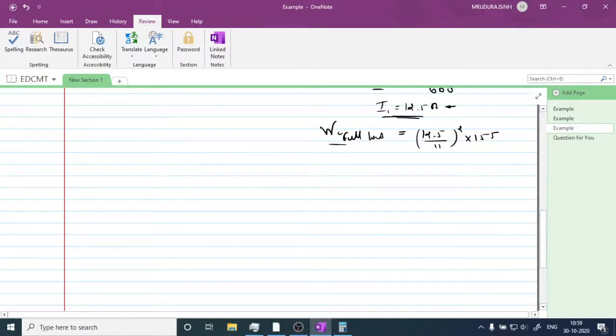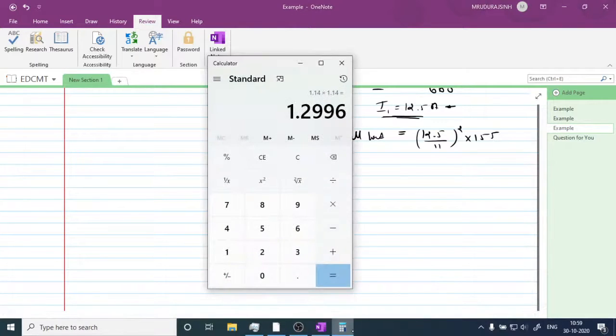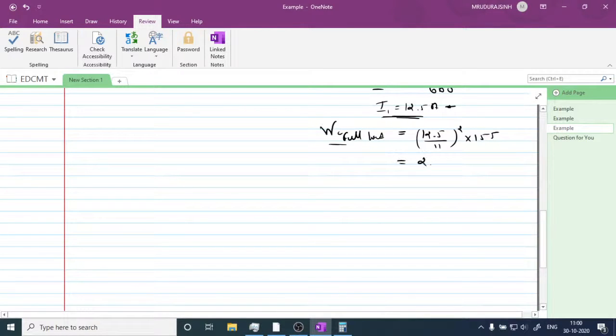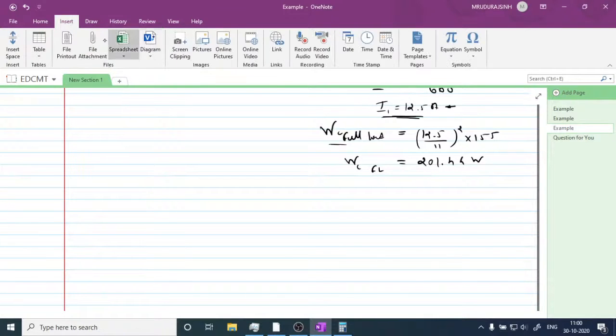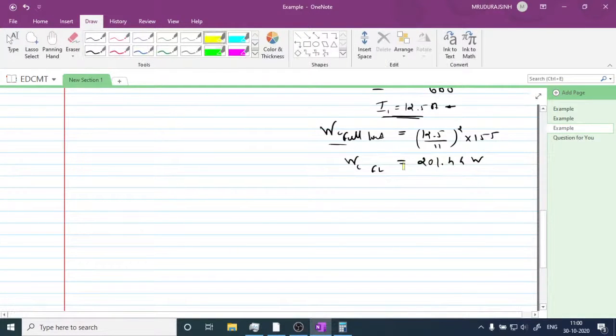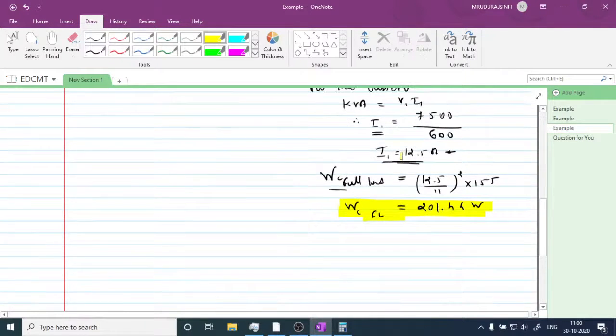So sorry, 1.3 multiplied by 155, so it's 201.438. We'll take it as 201 watt. So WC, the full load copper loss, is the amount of full load copper loss that occurs in the transformer, right? So now we have the amount of full load copper loss as well as full load iron loss.